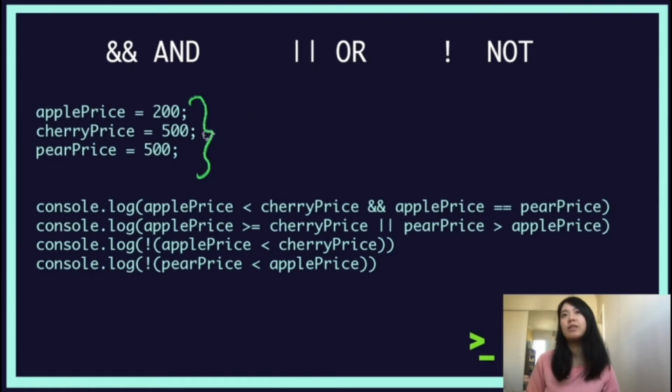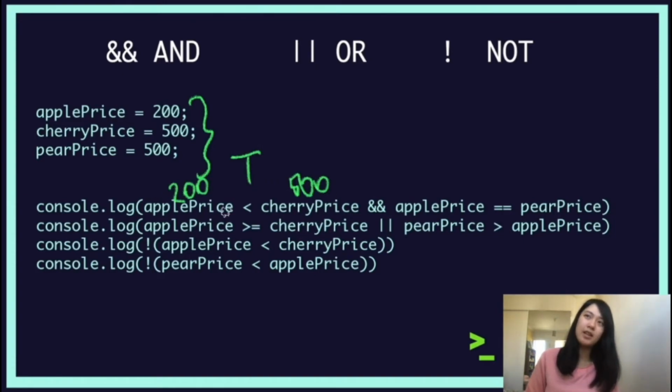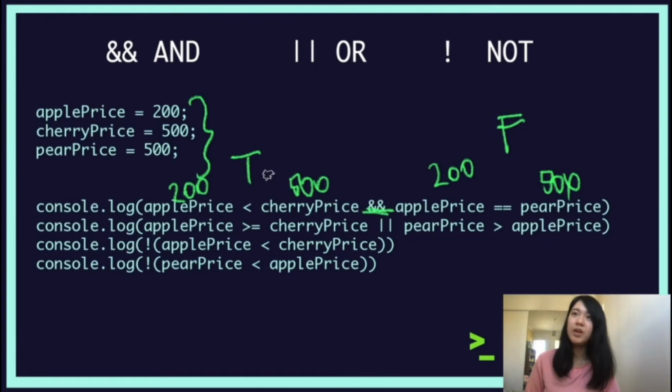So once again, we have our fruit prices on top, and we're going to check two conditions, a left and a right. So for our first one, we're going to check, is our apple price less than our cherry price? That's true. Now, is our apple price the same as our pear price? That's not true. Which means since we have an AND, both need to be true, therefore it will return false because only one is true.